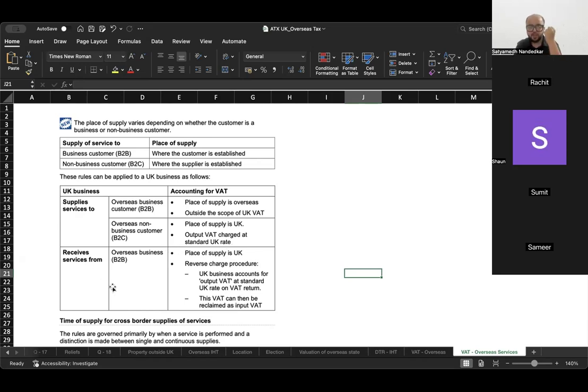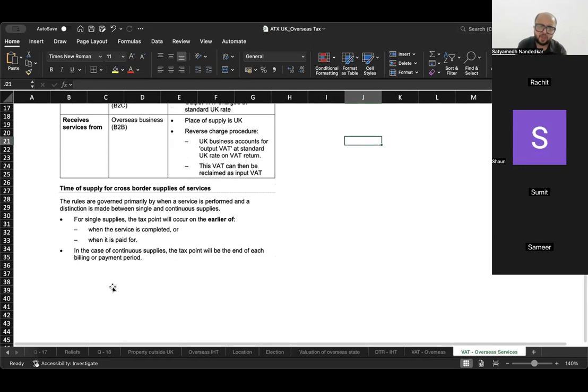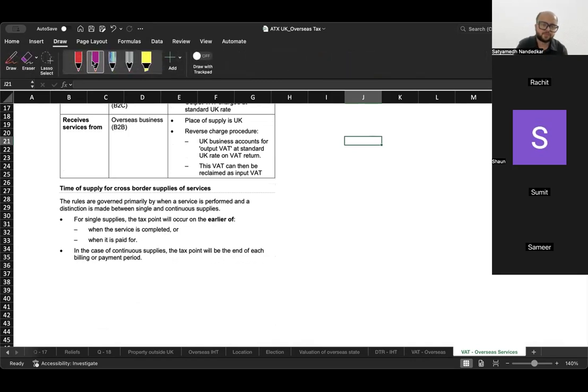If you are importing services, receiving services from an overseas B2B supplier, then the reverse charge procedure applies here also, which is basically the postponed accounting scheme. Time of supply has been removed, it is not there now. Don't worry, it is not so important for your exam. Just ignore it.